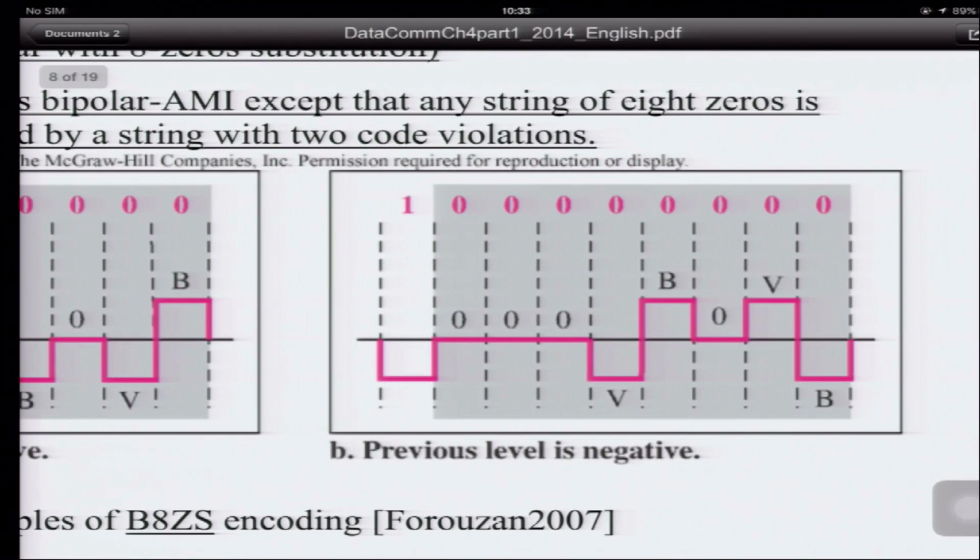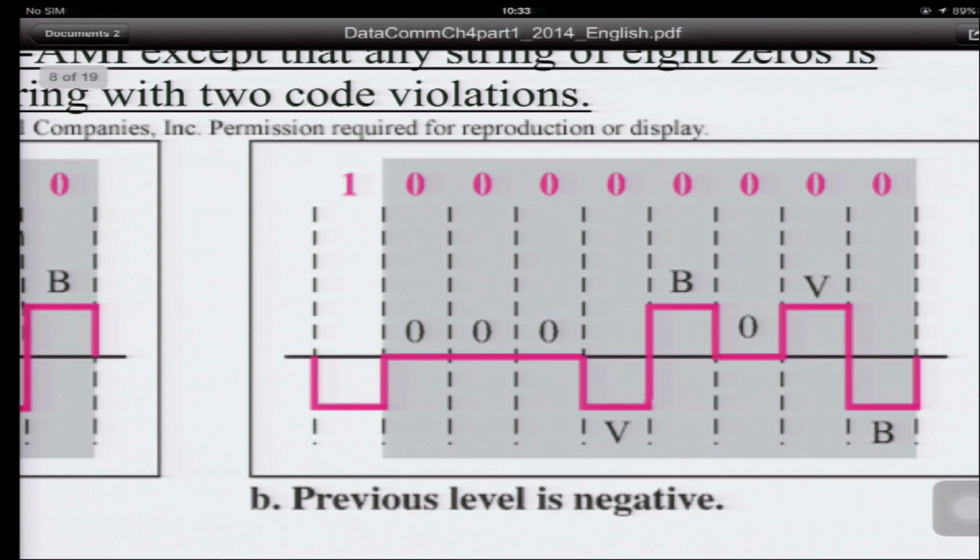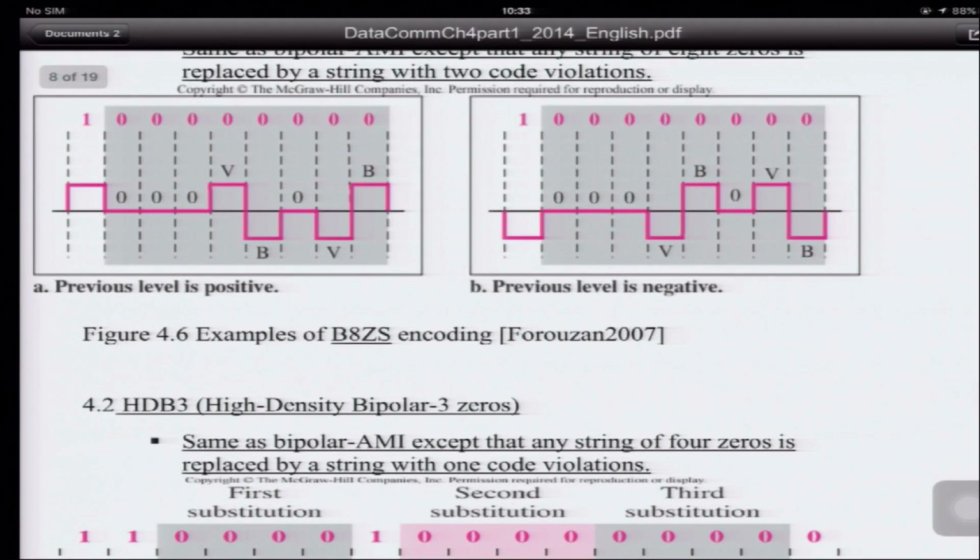Now, if the previous level is negative, what do you do? The previous one is negative before you got the eight 0s, right? So you have 0, 0, 0, violation. It's the same pattern: 0, 0, 0, violation, bipolar, 0, violation, bipolar. However, the waveform looks different, because the first violation has to be negative because the previous pulse was negative. Then the bipolar will be positive, then the next violation is positive, and the last bipolar is negative.